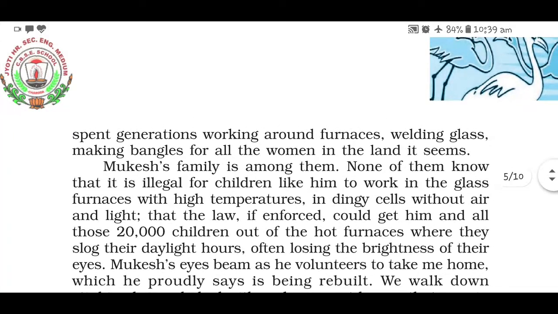Do you know, it is illegal for children like Mukesh to work in such factories with high temperatures, no proper air, no light. And if the law is enforced, most probably thousands of children will be out of such places where they are slogging, often losing the brightness of their eyes.